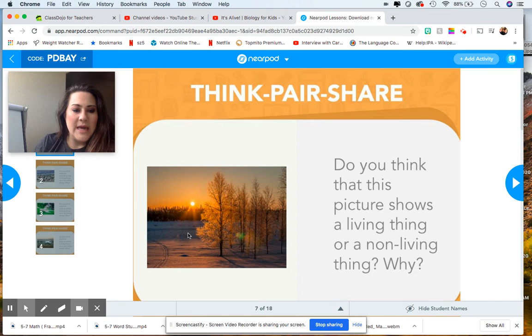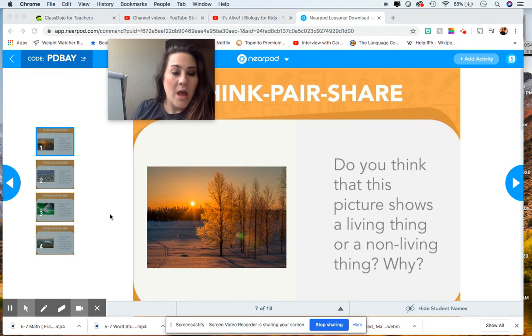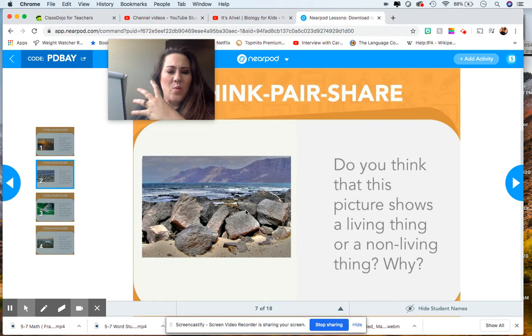So before we go on, I want you to watch this lesson with me, okay? So if we're looking at this picture right here, do you think that this picture shows a living thing or a non-living thing? And why? I see trees, so I think that's living. I think snow. Is that living or is that non-living? We're going to get into some of the ways that you can determine if a thing is living or non-living. What about this picture? See a bunch of rocks. Are those living or are those non-living? And why?